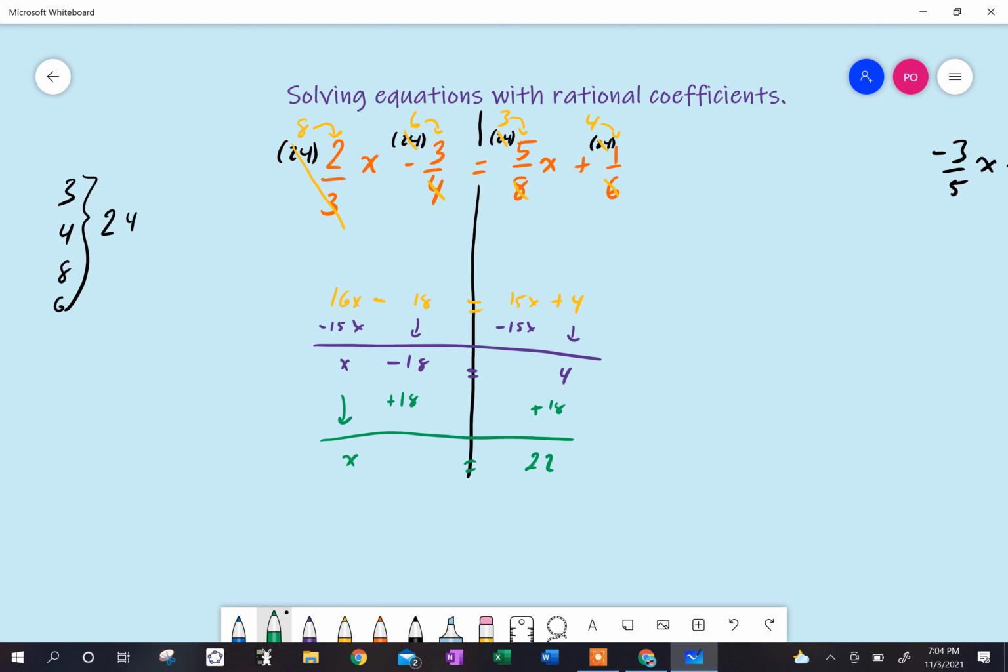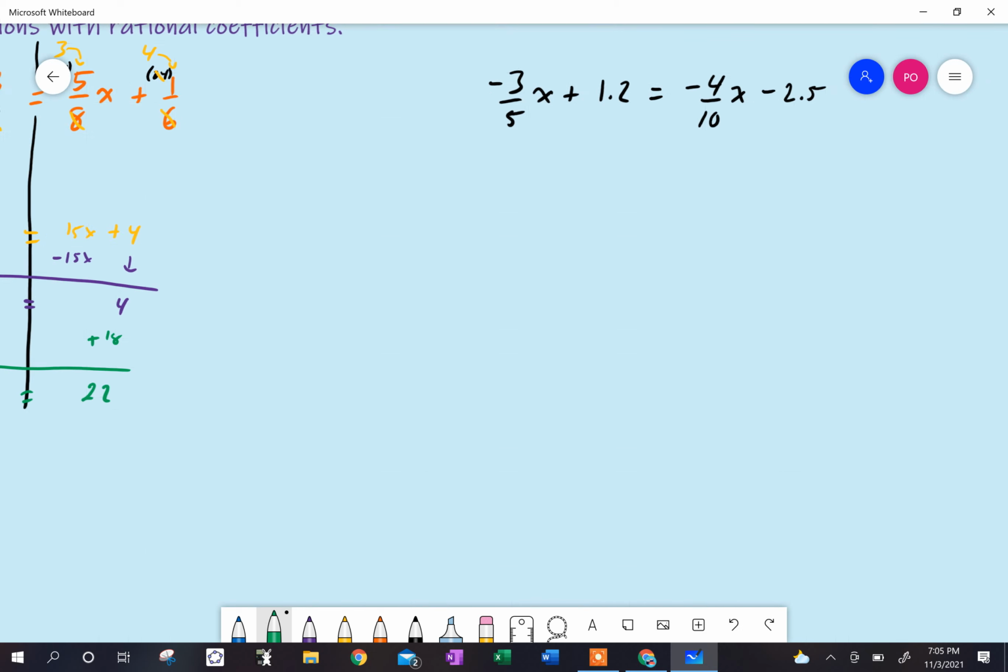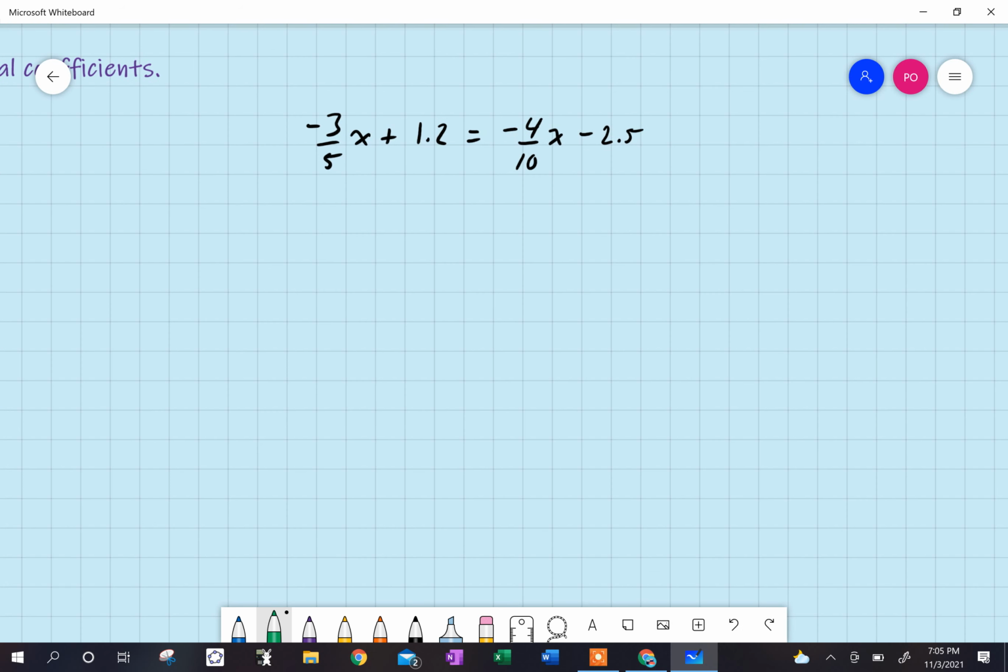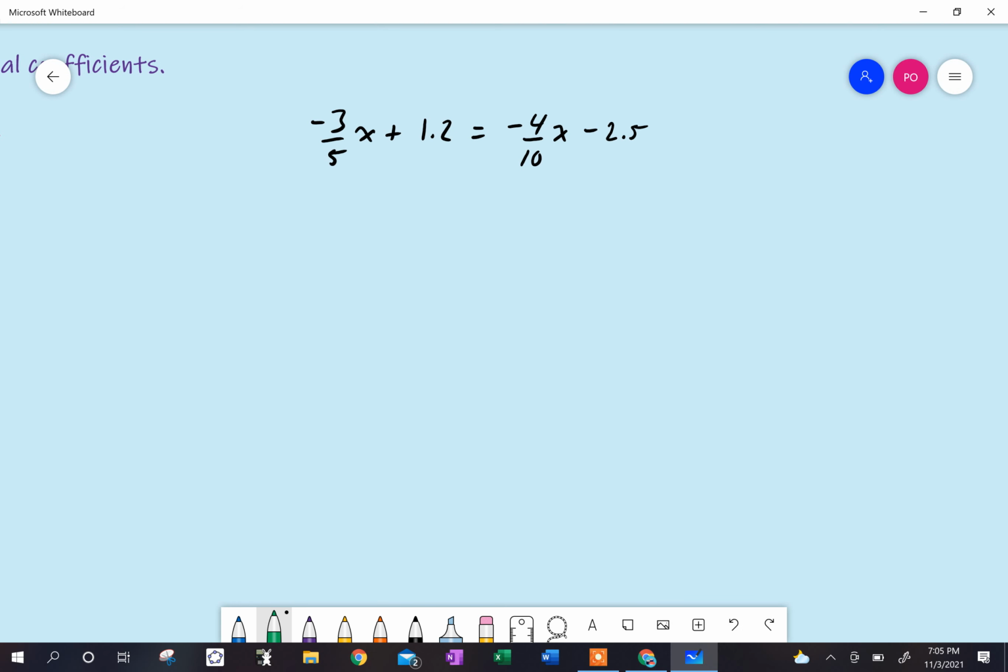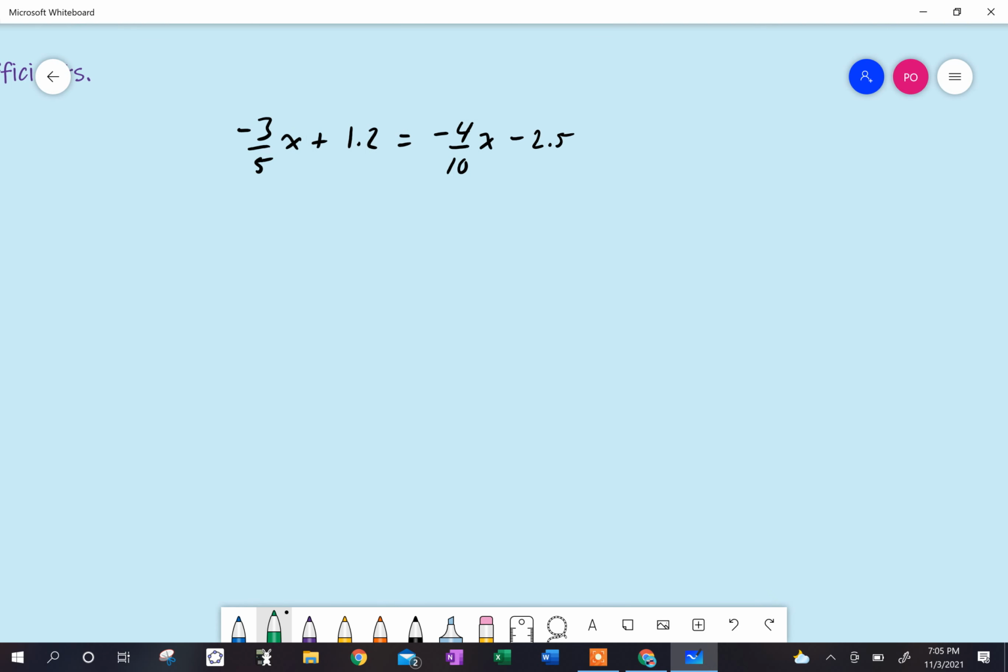Now, that's great, assuming that all your numbers are fractions. Now, for this one with decimals, I actually have two options. The first option is I could just multiply. I can take a look at my two fractions and notice that I have a 5 and a 10. So I'm going to multiply everything by 10.